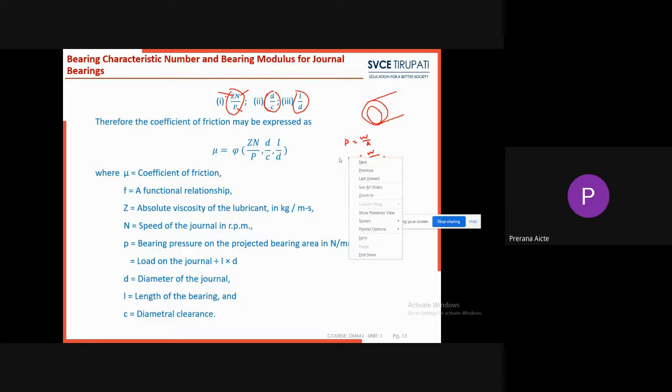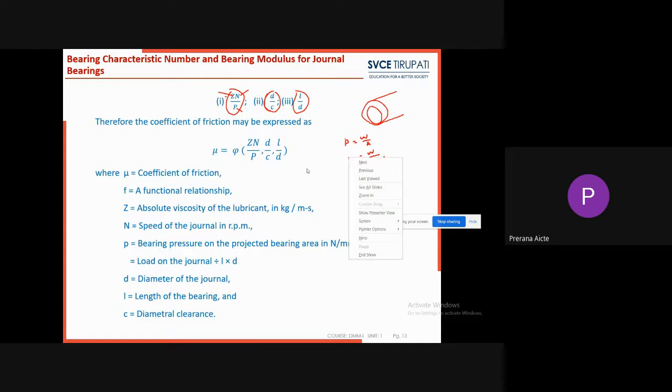N is the speed of the journal, which they will give. Z is the viscosity, which they will give. Based on this, we are going to calculate these factors. But the coefficient of friction is a function of bearing number, D by C ratio, and L by D ratio. Very important, so always remember this. The coefficient of friction is a function of bearing number, D by C ratio, and L by D ratio.